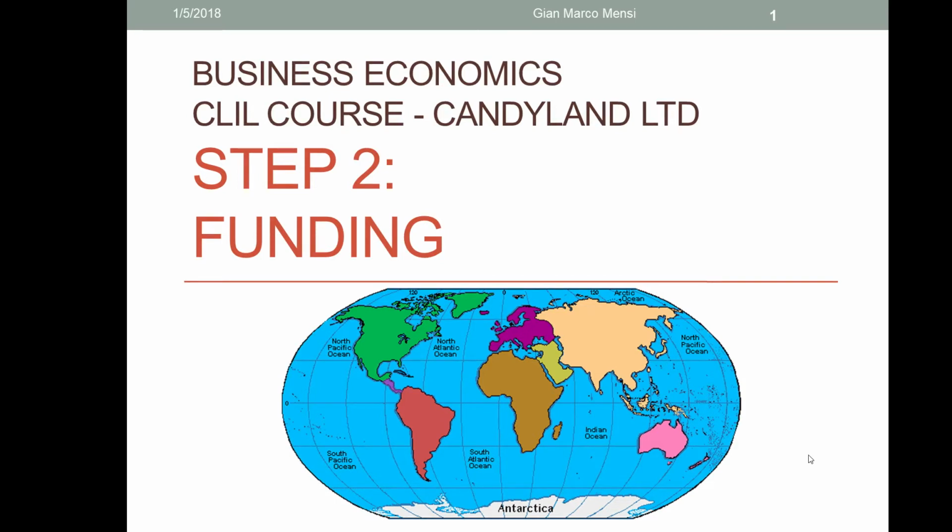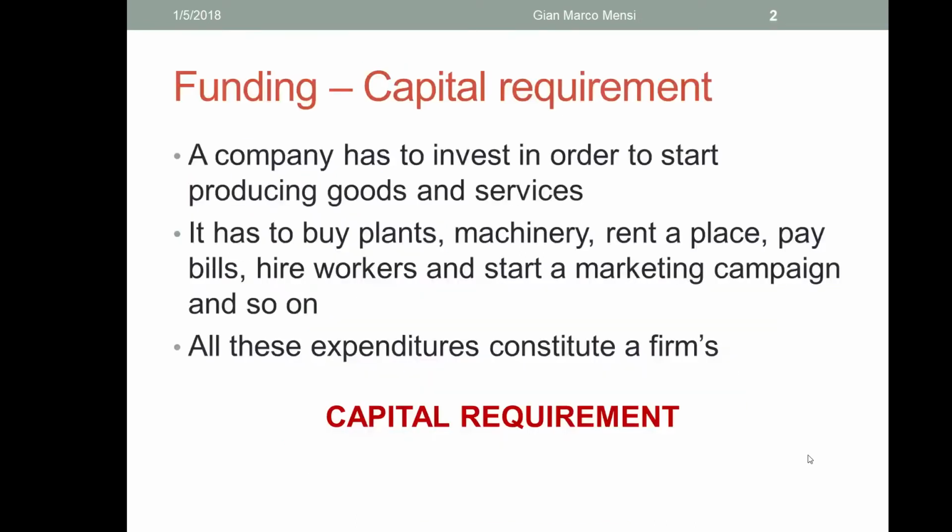So today we're talking about funding. So taking all the steps that you need in order to ensure that the company has enough money to carry out its plans. First thing to do is to calculate what is called the capital requirement.